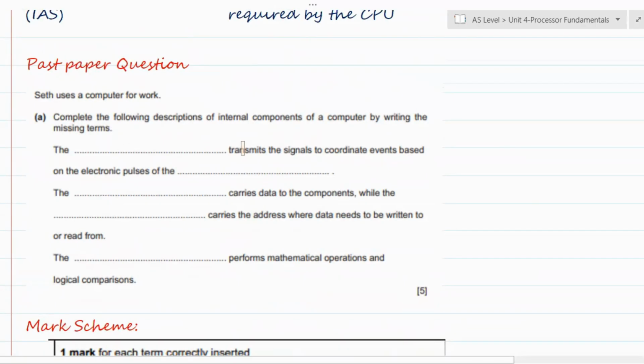The blank transmits the signals to coordinate events based on the electronic pulses of blank. The blank carries data to the components while the blank carries the address where data needs to be written to and read from. The blank performs mathematical operations and logical comparisons. So I guess you can very easily get the answer. Just pause the video, write your answers, and I'm going to show you the marking scheme.